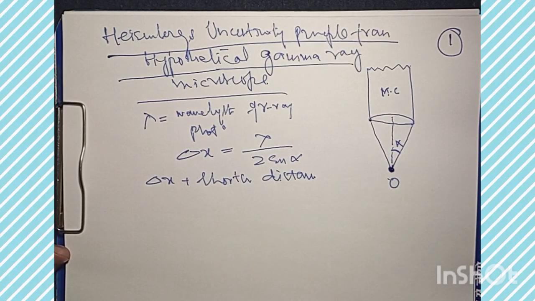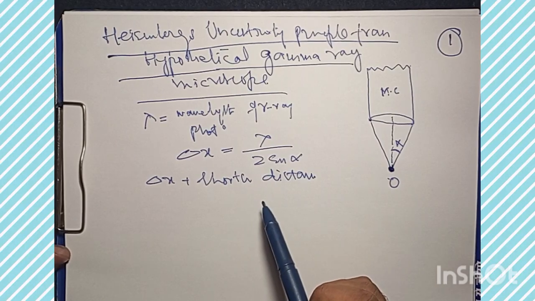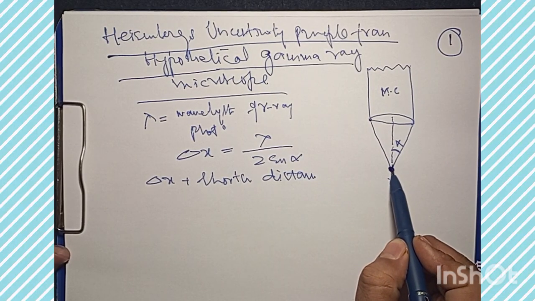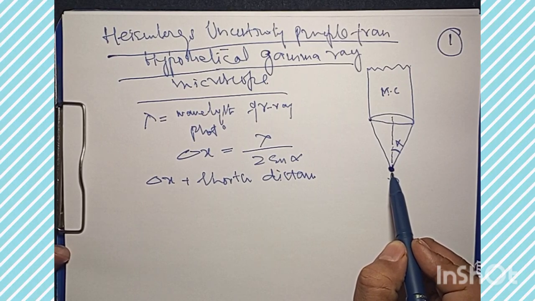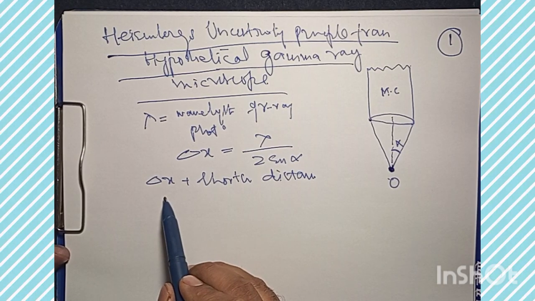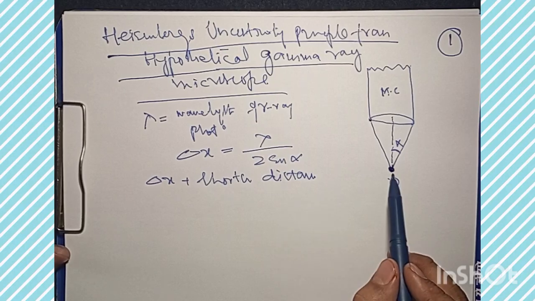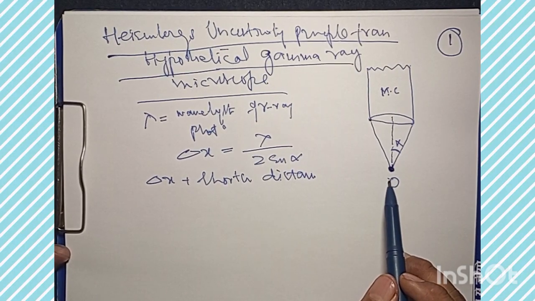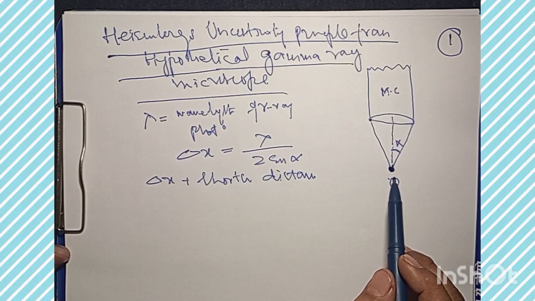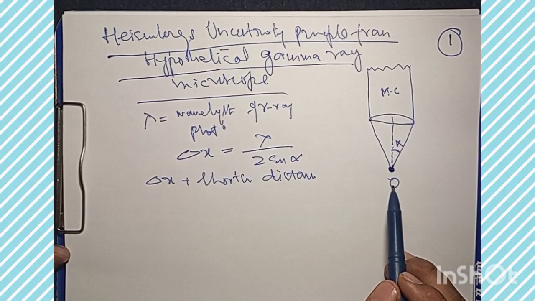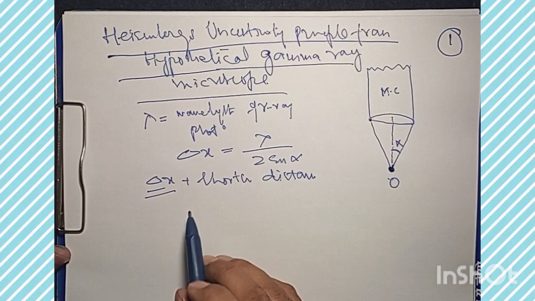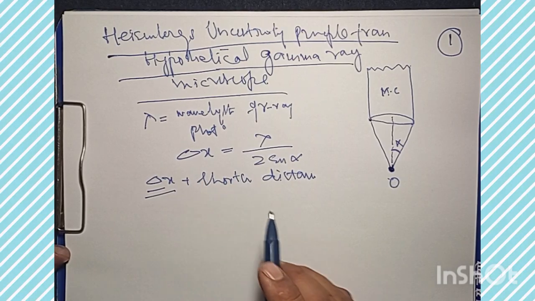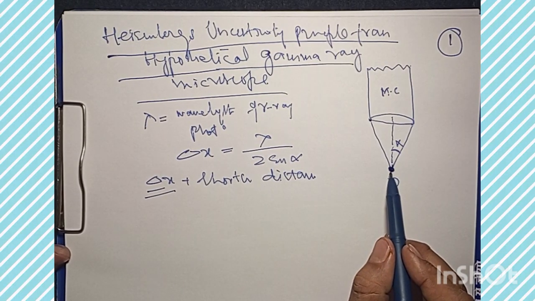If the position of the electron, which is at O, changes by an amount equal to or less than this delta x, the microscope will not be able to detect it. Or I should say the uncertainty in the measurement of the position of the electron is given by this delta x that we proposed for the resolving power of this gamma ray microscope.